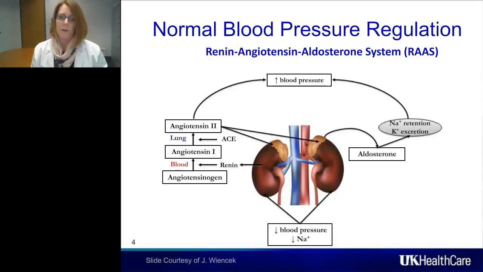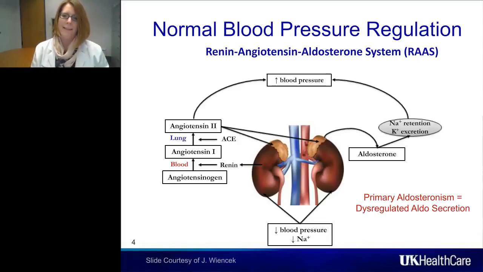Aldosterone binds to aldosterone receptors in the distal tubule of the kidneys and acts to retain sodium with the expense of potassium excretion. Sodium retention leads to increased water retention, increased blood volume, and ultimately increased blood pressure. The increased blood pressure and increased sodium concentrations then feed back on the kidney juxtaglomerular membrane cells to downregulate renin expression and the RAAS.